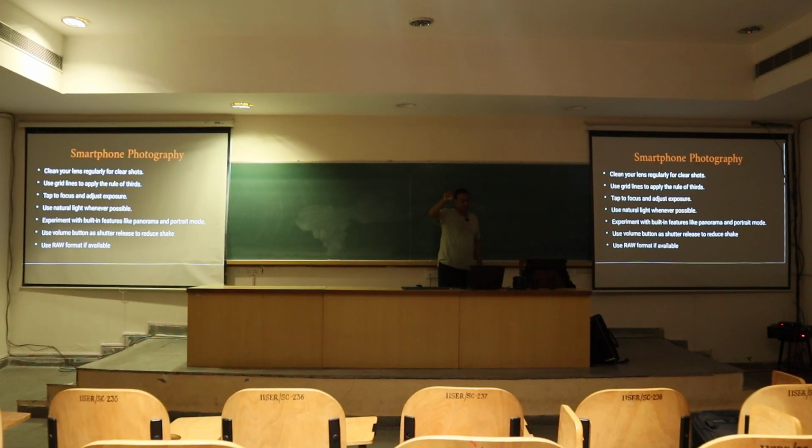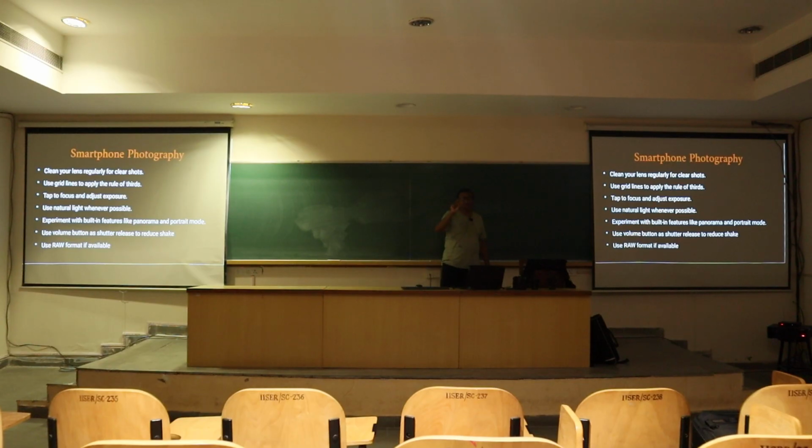Next, use grid lines. In every smartphone, if you go into the settings of the camera, you will find there is an option to display the grid lines. The grid lines are the ones that I have already shown you, the 3x3 grid lines in the desert, hot desert, right? So you can display that, that's really helpful.